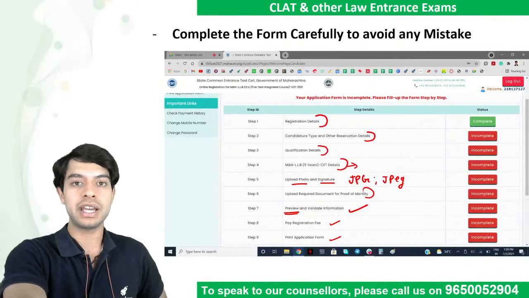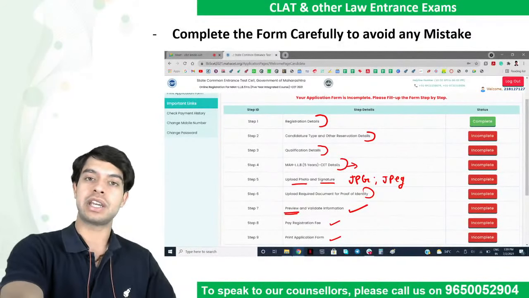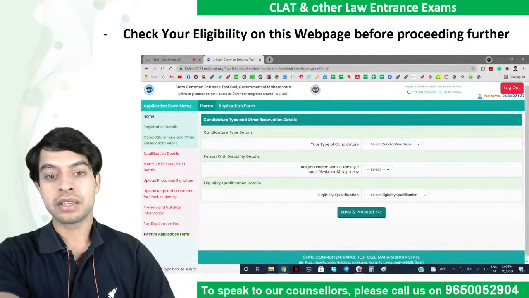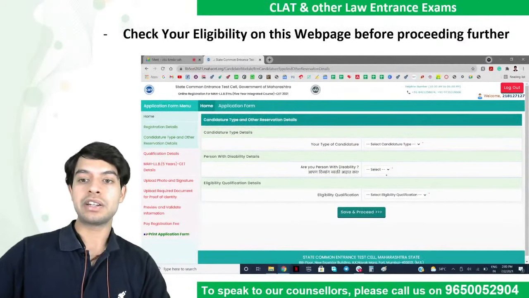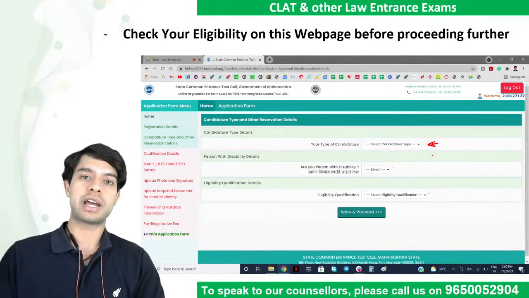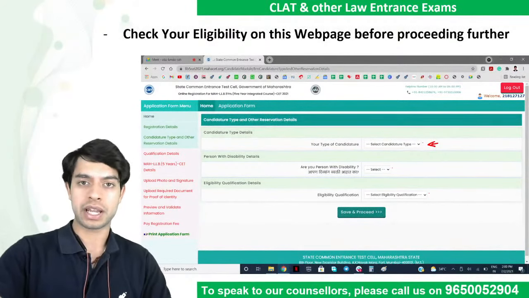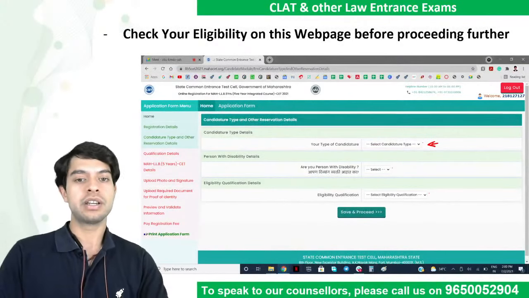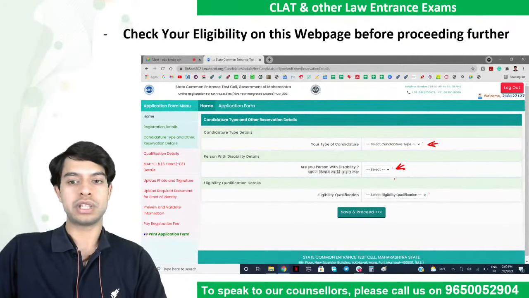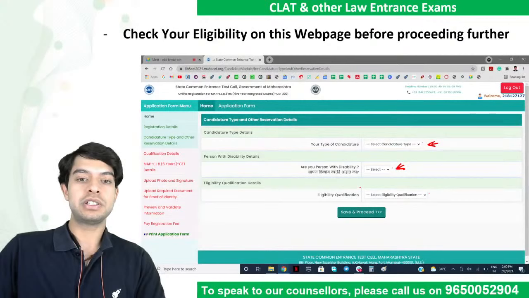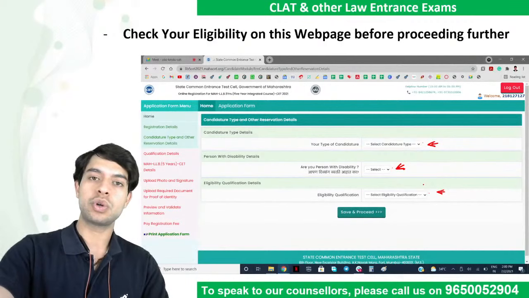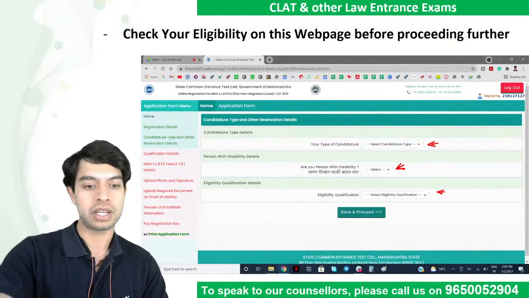Although print करना जरूरी नहीं है क्योंकि जब आप exam देने जाएंगे तो आपसे admit card मांगा जाएगा, application form नहीं. So guys, in candidature types there are a lot of types. You just need to select whether you are from outside the state of Maharashtra, you are an SC/ST from the state of Maharashtra, or you are a general open category, whatever you are, and then person with disability. Even if you are, then you have to choose yes, otherwise no. And the eligibility qualification details, in which you have to either select class 10th or class 12th appearing.